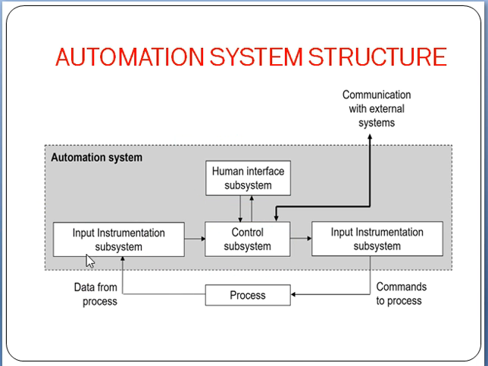First of all, the input instrumentation subsystem. The signal coming from the input instrumentation subsystem goes to the control system, where the desired value, or we can say the set point, is already given there. When the calculation or error is generated from the control subsystem, it is given to the instrumentation subsystem. This signal is again given to the process. HMI is connected with the control subsystem.